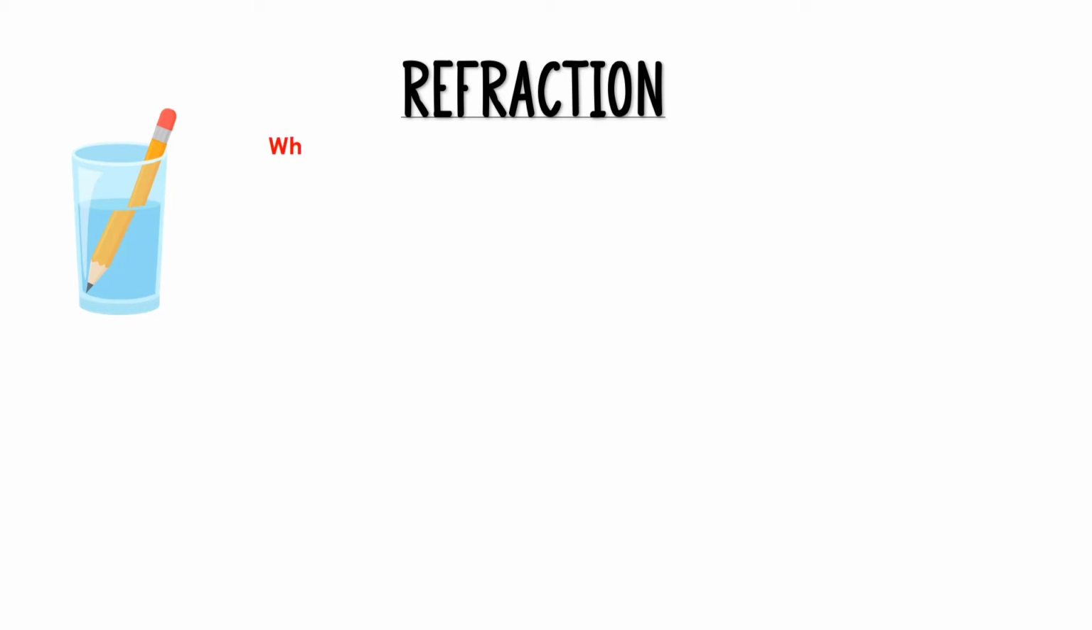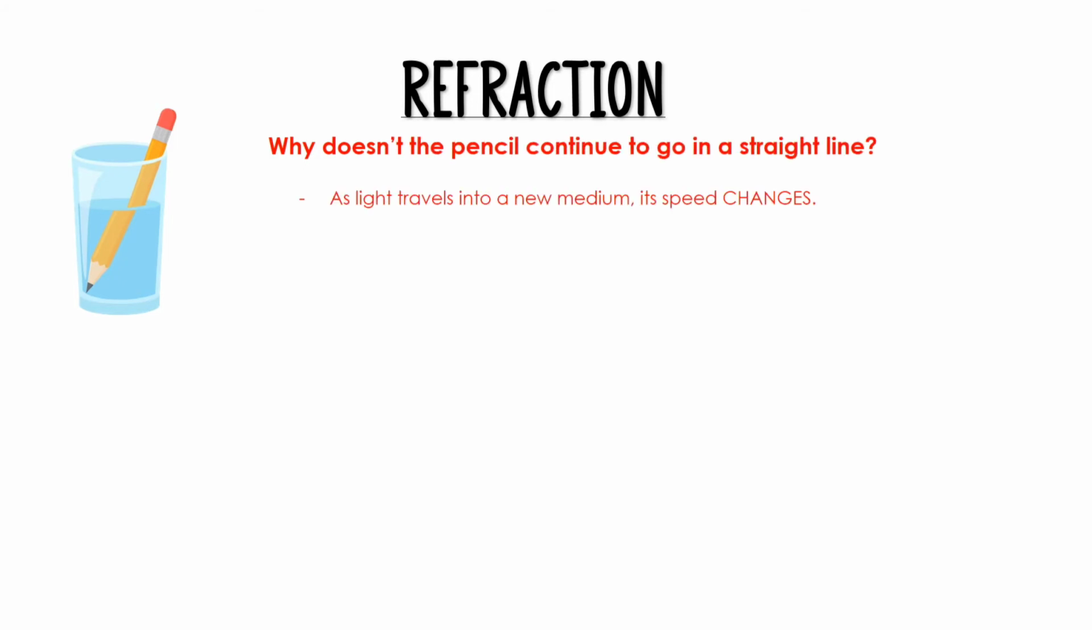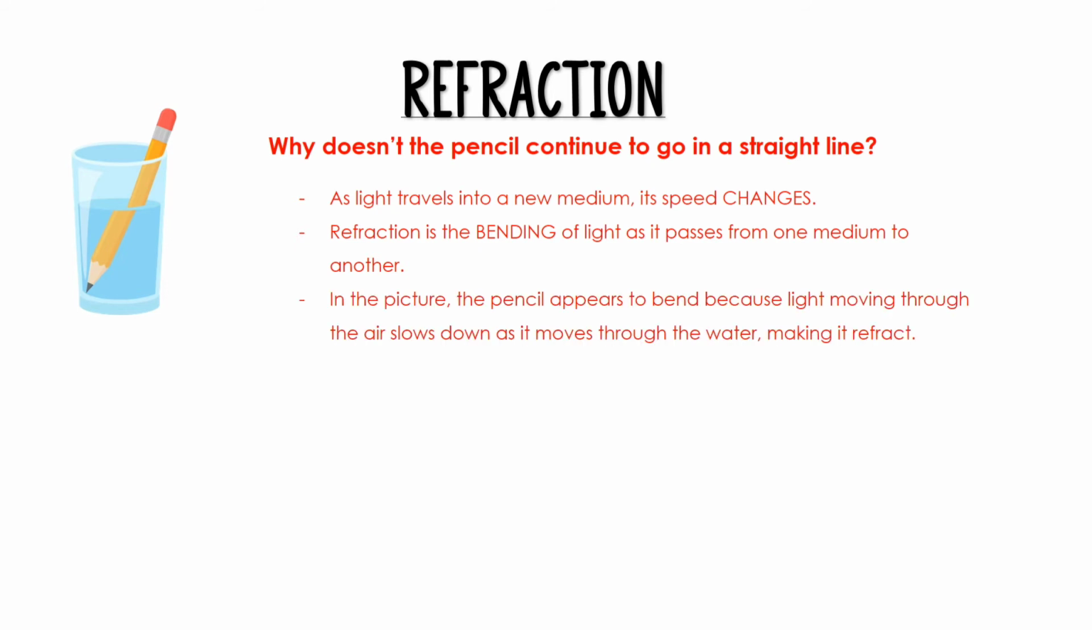Why is this so? Well, first of all, as light travels into a new medium, its speed changes. Refraction is the bending of light caused by a change in speed when the light enters a new medium. So, the pencil seems to bend because the light moving through the air slows down as it enters the water, making it refract. However, the pencil isn't actually bent. We just perceive it to be so due to refraction.